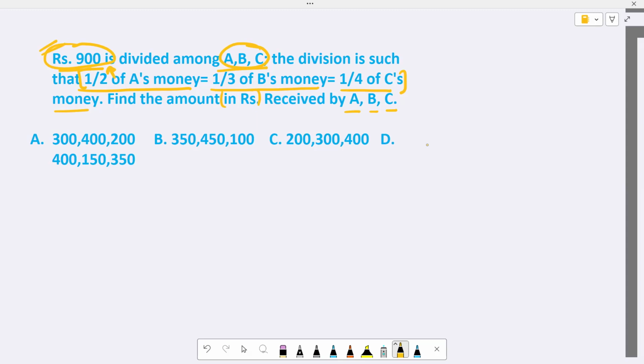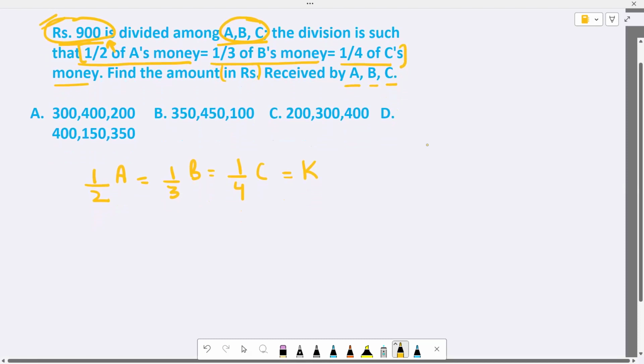So first we write down the relation like 1 upon 2 of A's money. So I just write A. Of means multiply, like A ka adha. So half of A will be equal to one third of B's money, as it is mentioned here, and one fourth of C's money. Since they all are equal, what I can do is put them equal to a quantity that is K. So K is the number and these are all just the relations between them.